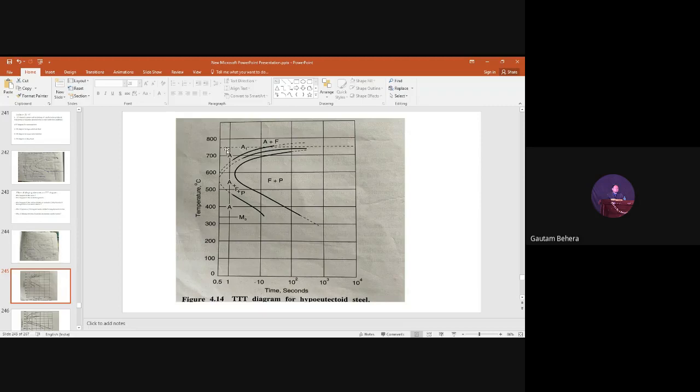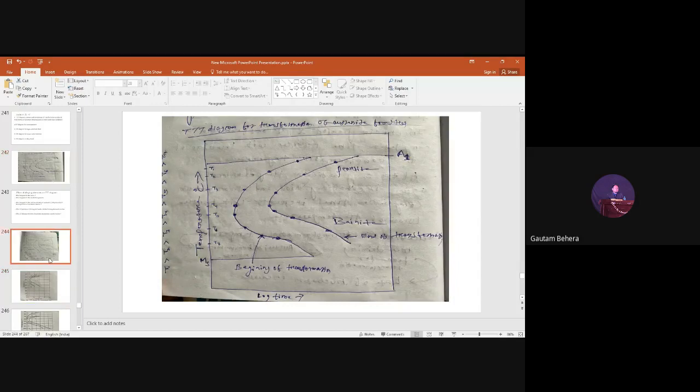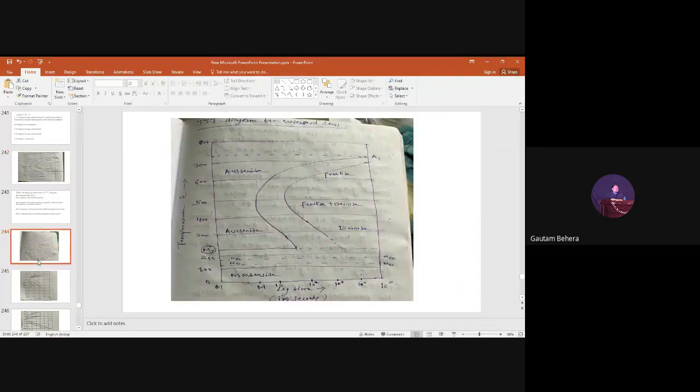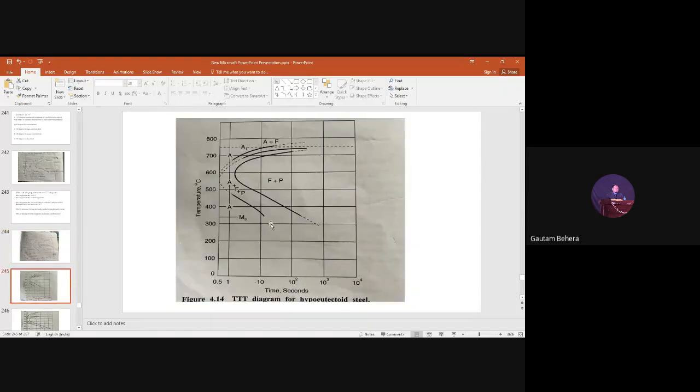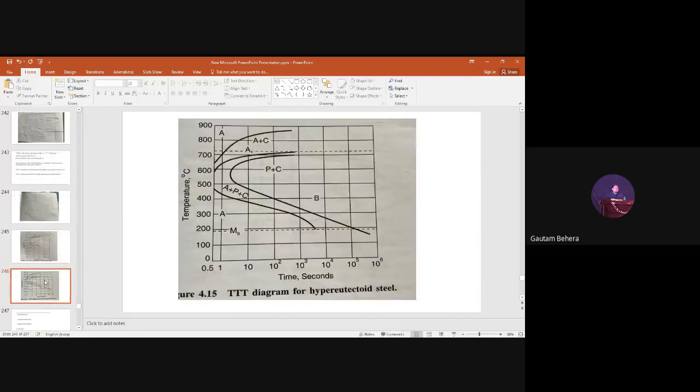This is the lower critical temperature dotted line. Above it we have two phases, austenite plus ferrite. Now this is austenite again, but this austenite has transformed into ferrite plus pearlite, and in between them we have austenite plus ferrite plus pearlite, and this is the MS temperature. Just look carefully at the MS temperature here for eutectoid steel, and then at the MS temperature for hypoeutectoid steel. Now we'll see the TTT diagram for hypereutectoid steel.